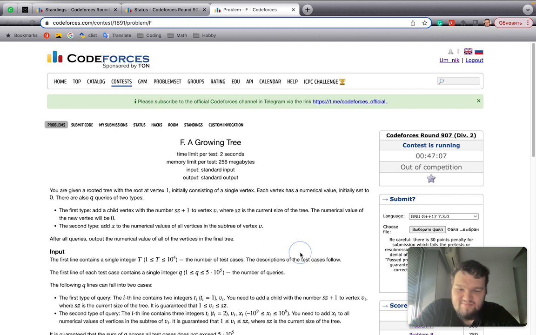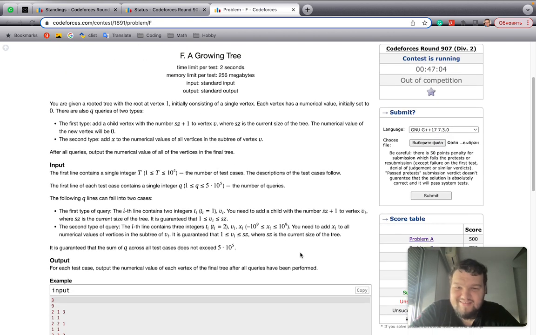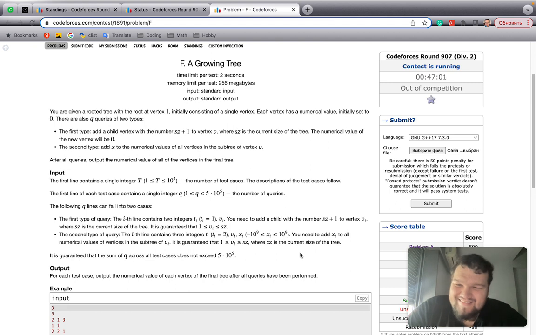Problem F must be some kind of data structures, right? Yay, data structures on tree. Great. You are given a rooted tree with the root vertex 1, initially consisting of a single vertex. Each vertex has a numerical value, initially set to 0. Q queries. First type, add a child vertex with number size plus 1 to vertex V. Numerical value is 0. Okay. Add x to the numerical values of all vertices in the subtree of vertex V.